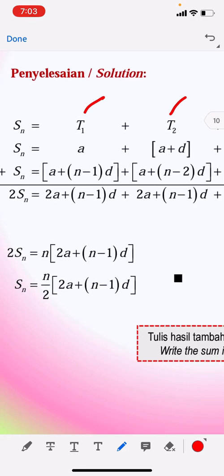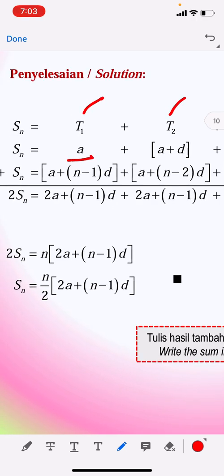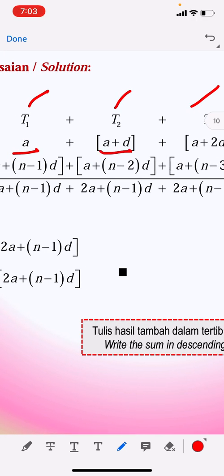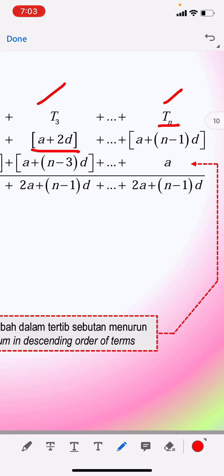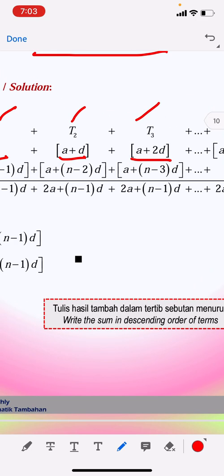And then, because the first term is A, you have to write the formula A plus 1D, A plus 2D for the third term, and just three terms is enough. And the last term is A plus n minus 1D.